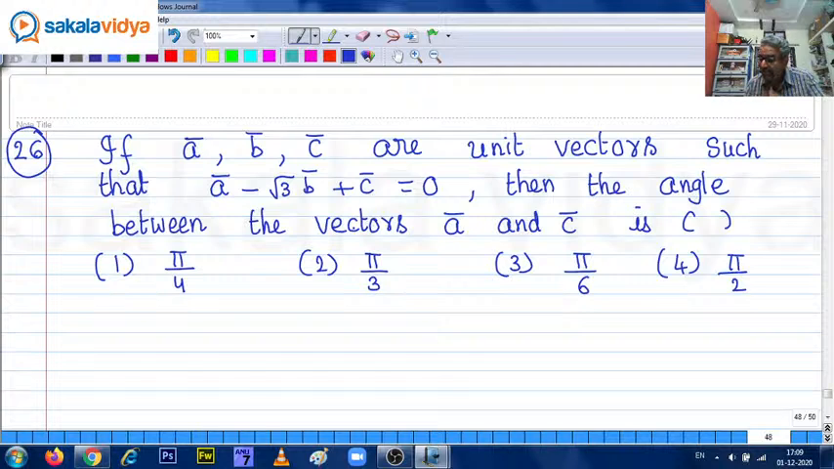Oh, option 2, very good. How did you get it, Meghana? Very good. Spandana, you are also correct.